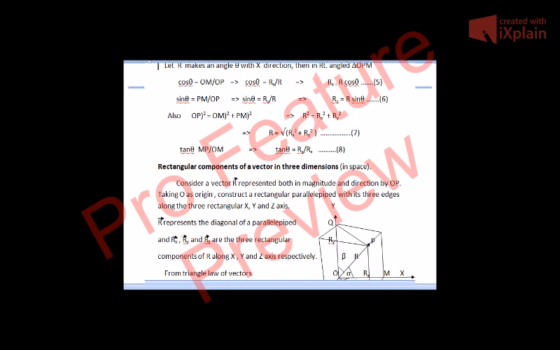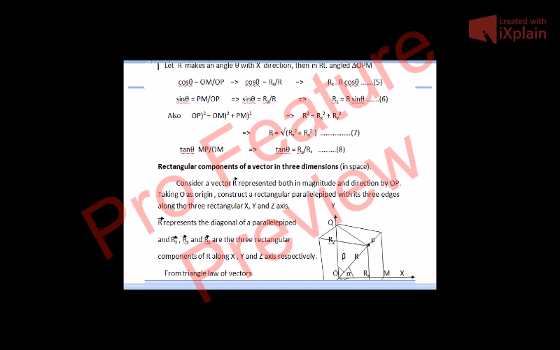Now, let us discuss rectangular components of a vector in 3 dimensions, that is in space. Let us consider a vector R represented both in magnitude and direction by OP. You can see from the figure, it is represented both in magnitude and direction by OP.